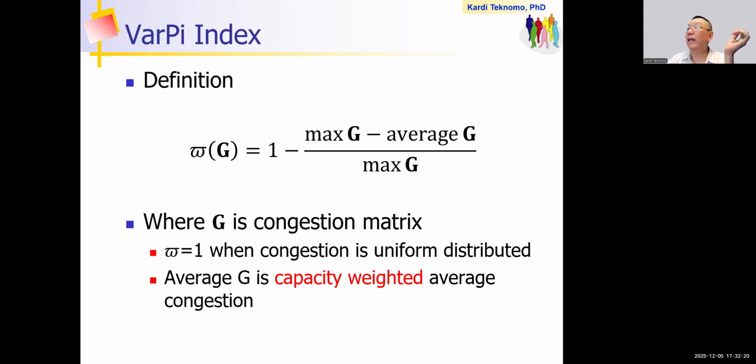What is called the Faripi index? What's the definition? You get the congestion matrix G. The Faripi index of G is 1 minus the maximum of that G, which is one number, and then you get the average. Be careful, this is not just the arithmetic average, this is the capacity weighted average. So maximum minus the average divided by the maximum, then 1 minus this. So the Faripi index is a normalized index. This represents the efficiency, between 0 and 1.